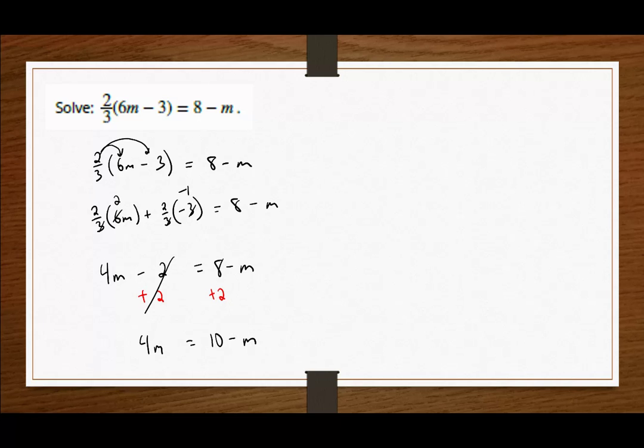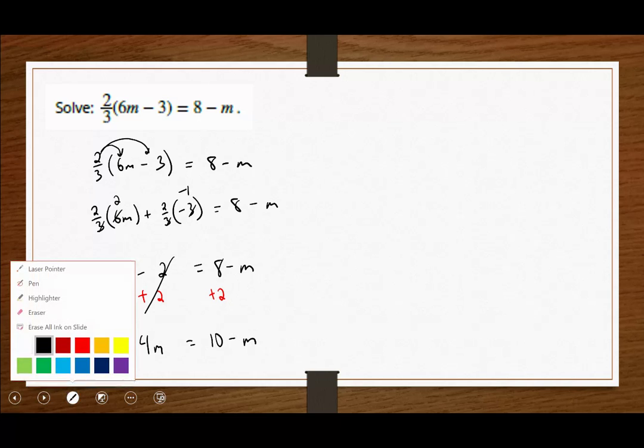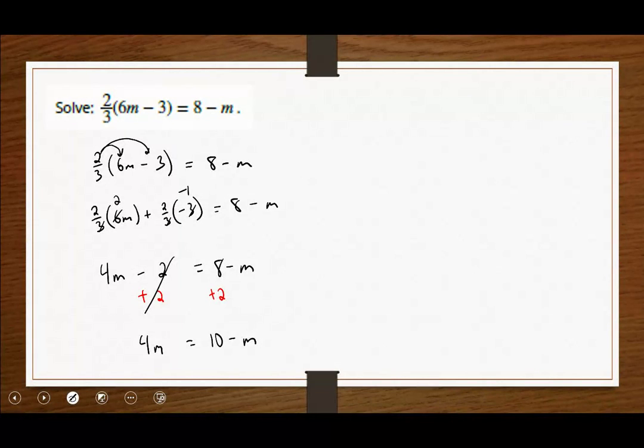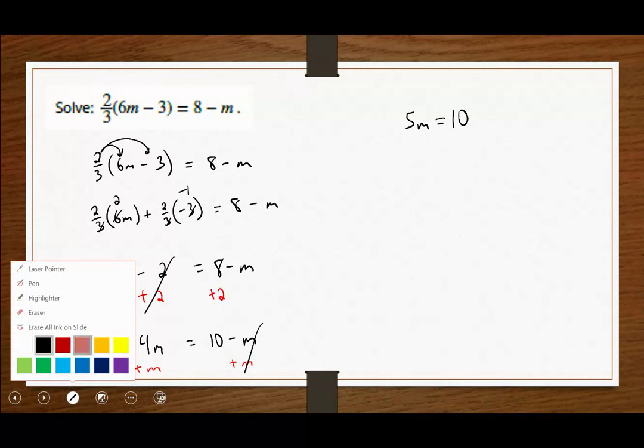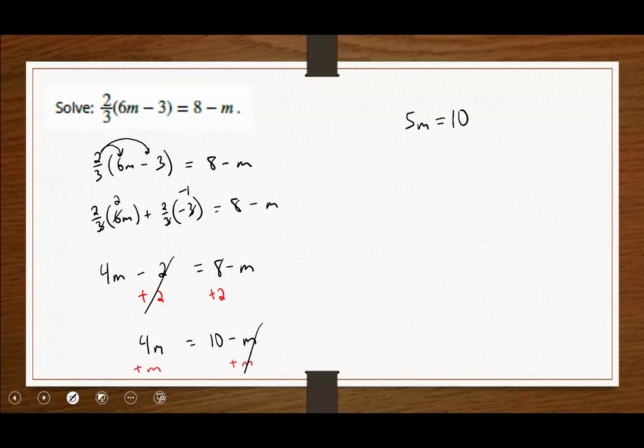So how can I get the variables to be on the same side? Well, we'll do the same sort of process here. If I want to move that term, I need to undo the operation of subtracting m, which is, in this case, adding m. So by adding 1m to each side of the equation, these are additive inverses of one another, meaning they'll cancel out, leaving me with 10. And on the left-hand side of the equation, this is 4m plus 1m equals 5m.